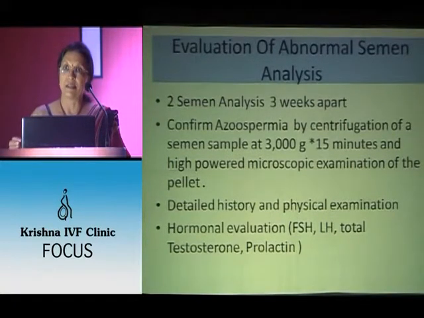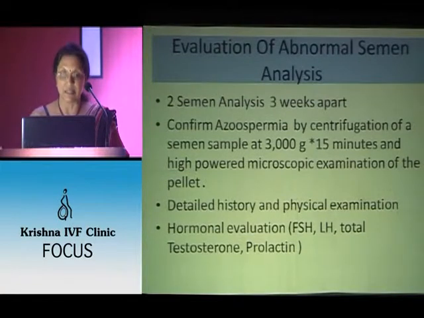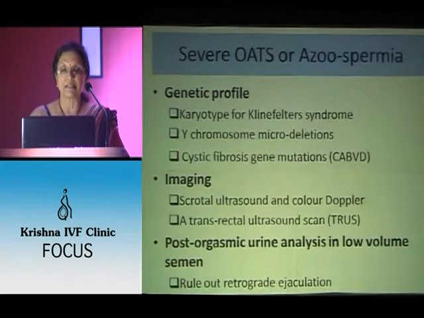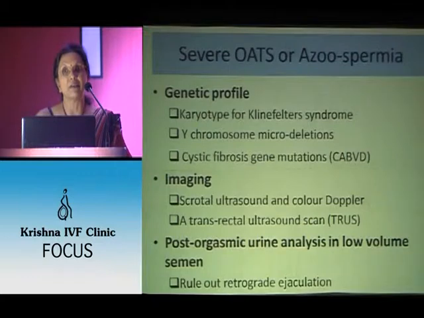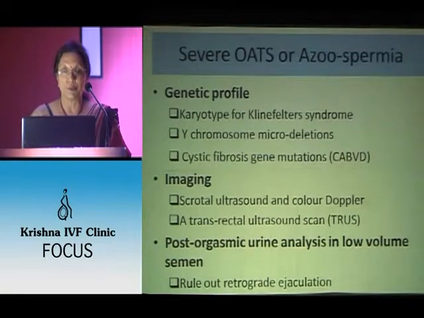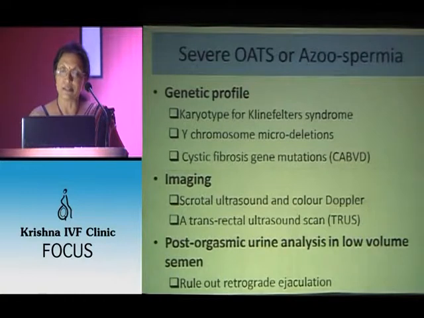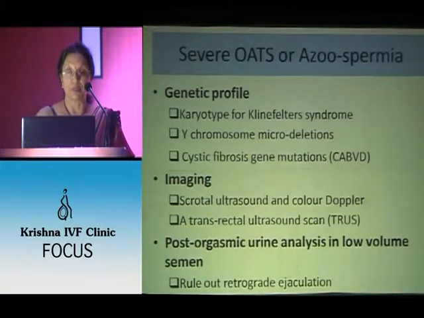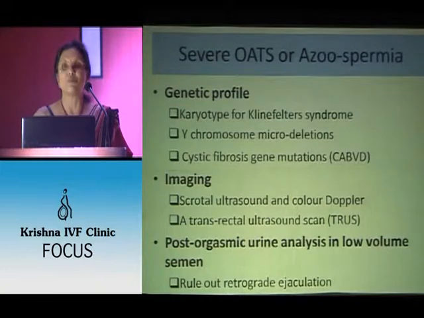And with that comes a detailed history, physical examination, and hormonal evaluation, out of which these 4 are very important. If there is severe oligoasthenoteratozoospermia or azoospermia, then we also need to do a genetic profile, as told in our first lecture: karyotype for Klinefelter syndrome, Y chromosome microdeletions, and cystic fibrosis gene mutations to diagnose congenital absence of bilateral vas.